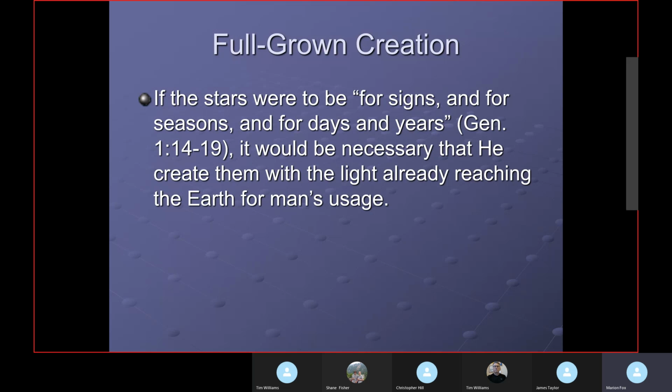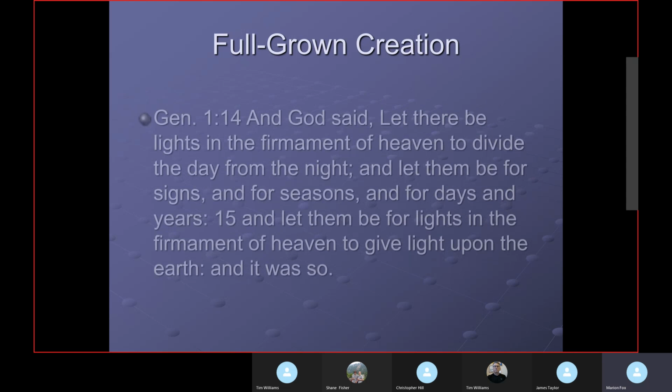If the stars, another argument we'd make for this, were for signs and for seasons, for days and years, as we see in Genesis 1:14-19, it'd be necessary that they create them with the light already reaching the earth for man's usage. They'd have to already be there. So we would argue then that the light was already there for man's usage.